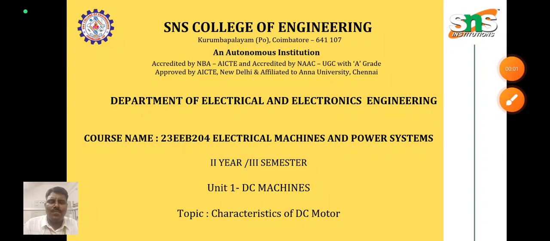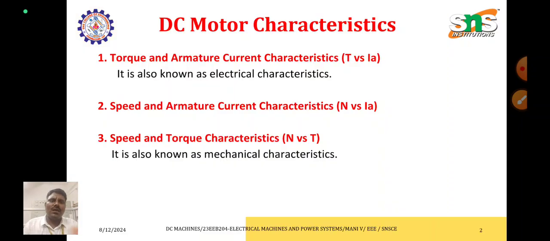Hi everyone, welcome back. Today we are going to see about the characteristics of DC motor. So in DC motor there are three characteristics. One is torque and armature current characteristics. Second one is speed and armature current characteristics. And third one is speed and torque characteristics.